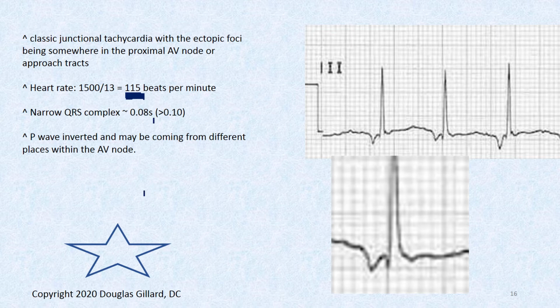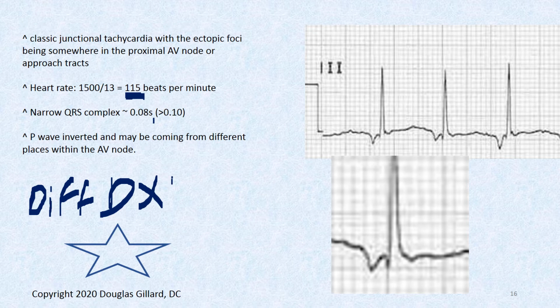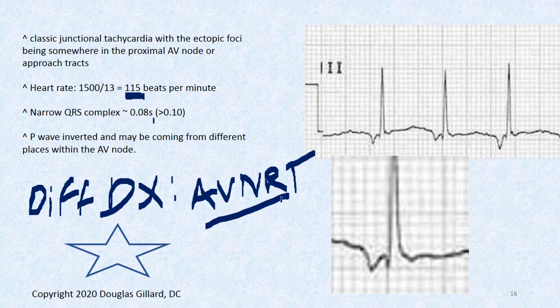But the differential diagnosis, I could have added that in here with my slow writing finger. I need one of those pens like you guys have for your iPads. The differential diagnosis has to be AV-NRT. What's the difference? Usually AV-NRT would be going at least 140, 150 beats per minute.